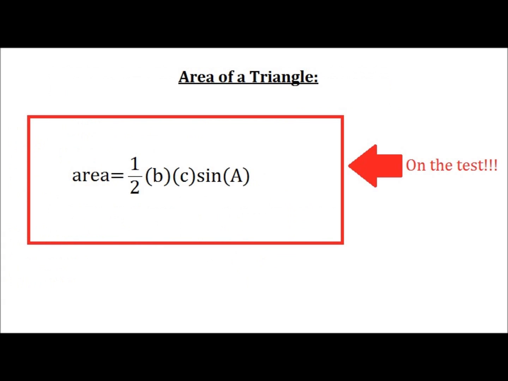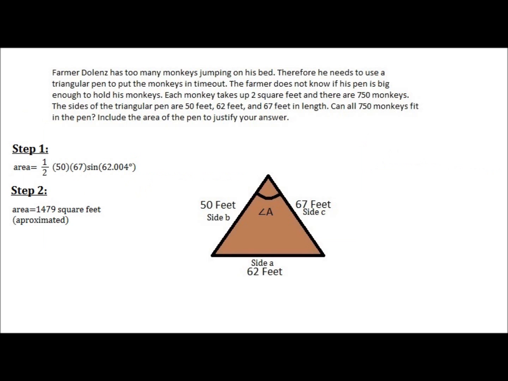Alright, so now that we have the measurement of angle A, we're going to find the area of the triangle. To do that, its area equals 1/2 times side C times side B times the sine of angle A. Kids, remember, this will be on the test. So now that we have this formula, let's apply it to the actual word problem.